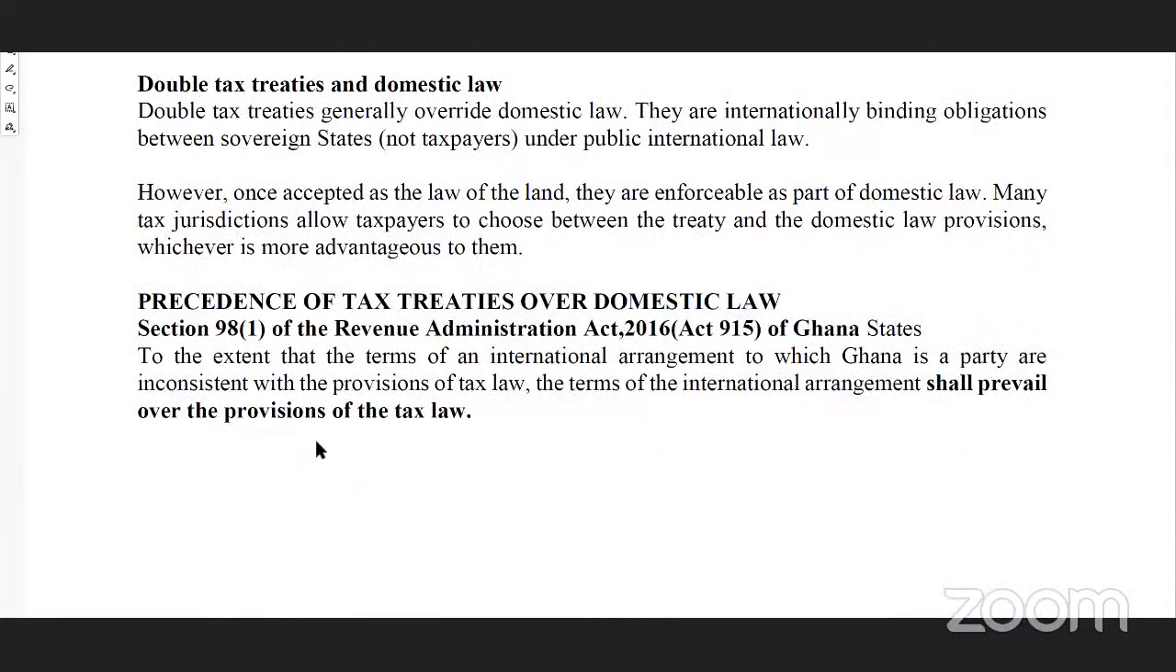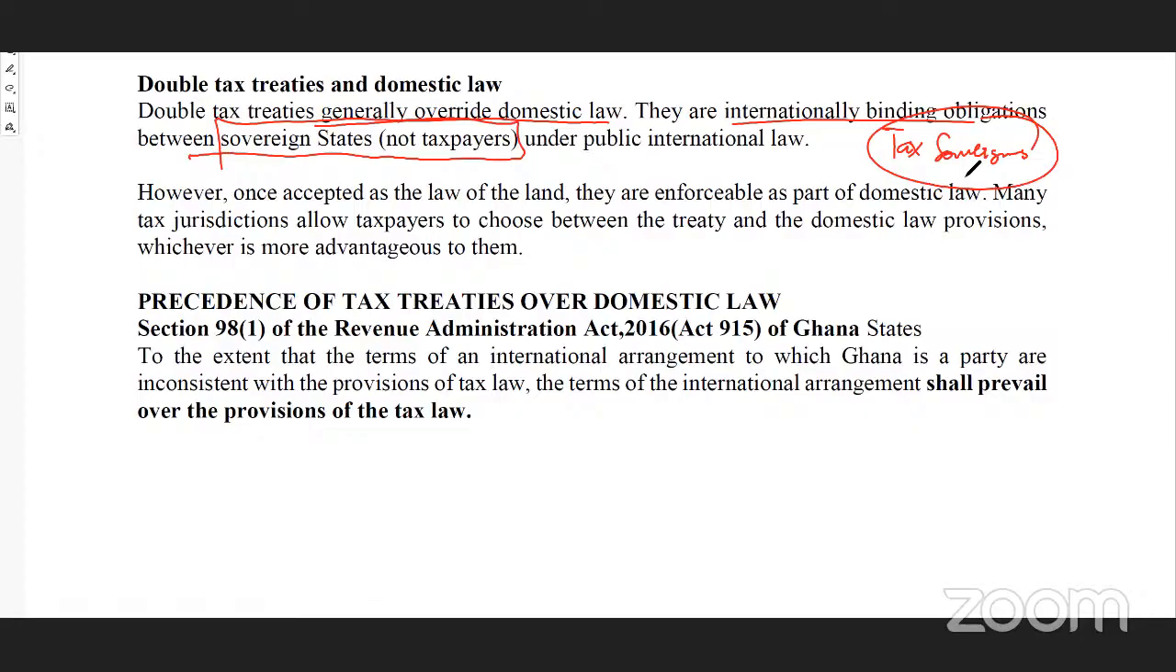Now, we all know that countries enter into double taxation agreements or double tax treaties. And one thing you must understand is that double tax treaties generally will override the domestic law. They are internationally binding obligations between sovereign states and not the taxpayer. So initially we talked about what? Tax sovereignty, and I told you that this is the power of states to actually what? Make their laws, administer those laws, and ask people to pay money.